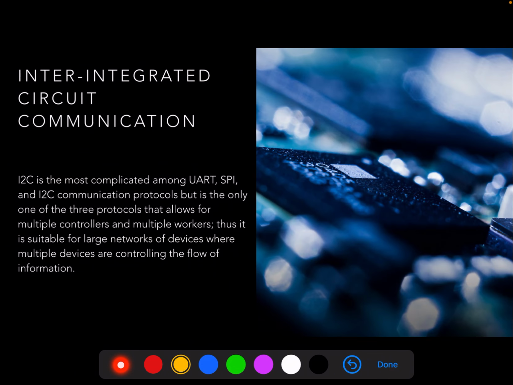And while I2C is the most complicated among UART, SPI, and I2C protocols, it also allows for great versatility in communication. It allows us to have multiple microcontrollers or other controllers in the system and a wide variety of sensors in the system, and it allows communication to occur among them. And for this reason, it's really valuable for more complicated sensor networks.